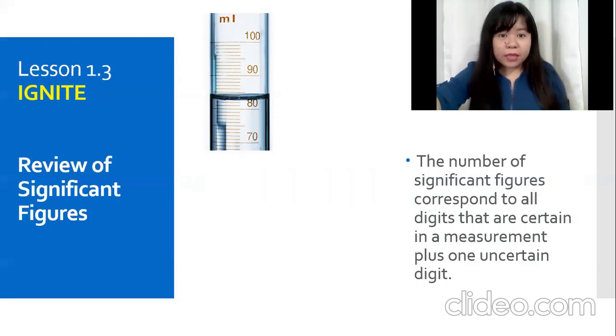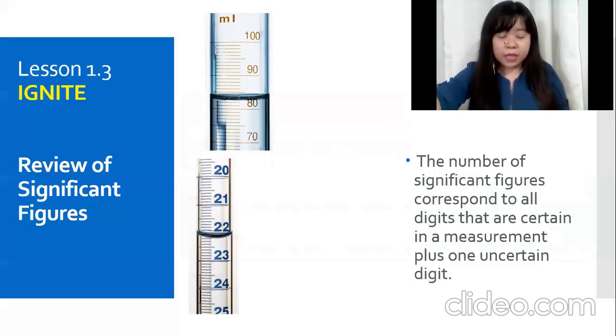So we find that the lower meniscus falls in between the 82 ml and 83 ml mark. That means that we can report this reading to be 82 ml and add an uncertain digit. So in this case, we can report this as 82.7 ml, with 8 and 2 being the certain digits and 7 being the uncertain digit.